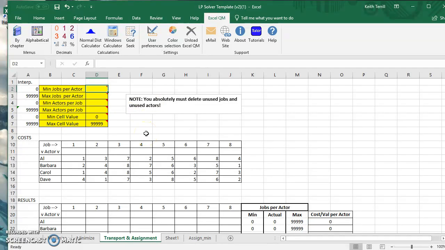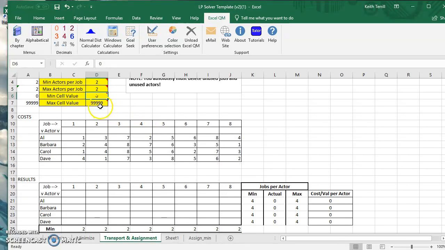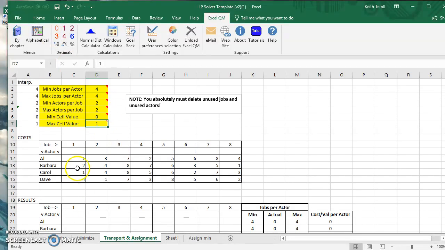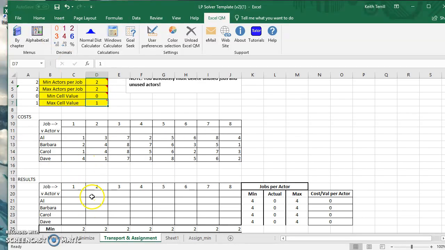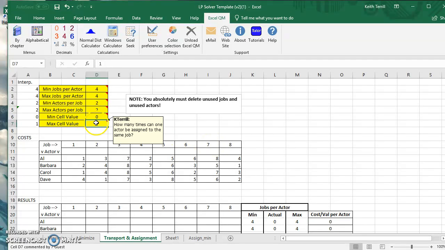So I want to send every person, right? Every person goes to 4 games. And every game has 2 people going. And just to prevent any weird stuff from happening, I'm going to want to send no more than one person to one game at a time. Al can't go to the same game twice. That's not really going to fly. So I'm going to set the max value to 1 here, and I think that's going to be good.